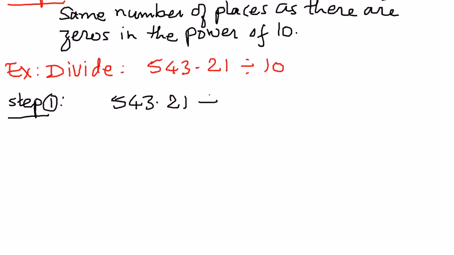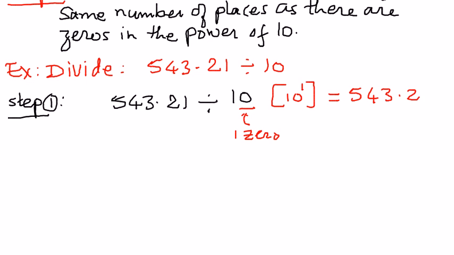543.21 divided by 10. Now we want to identify the number of zeros we have in 10. We have 1 zero in 10. We can also write 10 as 10 to the power of 1. So 10 to the power of 1 means there is 1 zero in 10. Therefore we can write this as equal to 543.21.